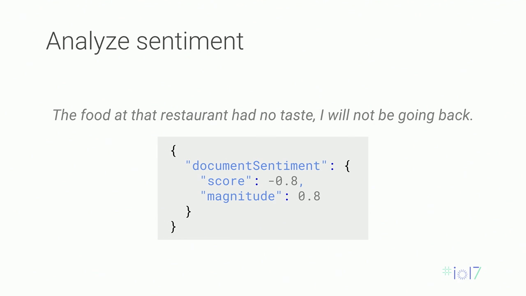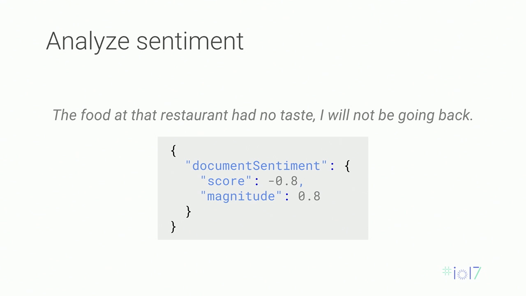I might want to flag the most positive and most negative ones, and then respond just to those. So we get 2 numbers back from the natural language API to help us do this. The first thing we get back is score, which will tell us on a scale from -1 to 1, how positive or negative is this text. In this example, we get -0.8, which is almost fully negative.